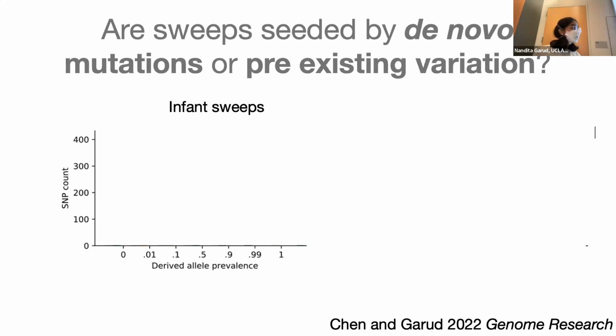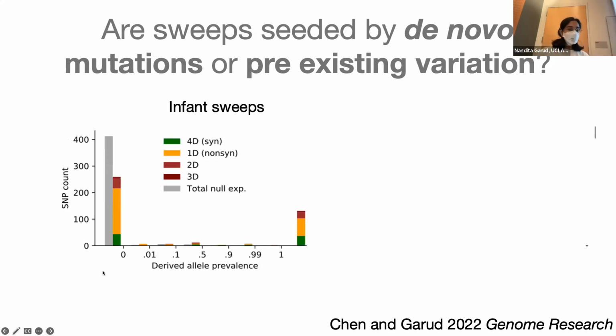And the way we're going to look at this is by looking at the prevalences of allele sweeps in infants, and the prevalence as a function of the adult population. So here's what the data looks like. In gray, we have an expectation assuming only de novo mutations. And so basically they're all rare in the population, like no adult has them. They're private to the baby.